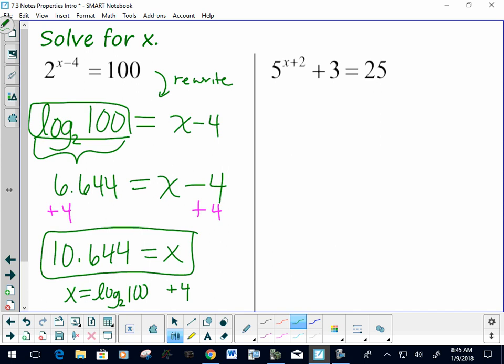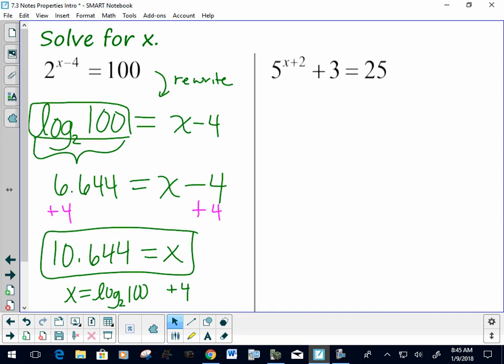The only reason I'm talking about those exact values is that on the ACT they often don't go to decimal approximations. They often leave them in this form with the log. So I just want you to sort of be used to seeing that. But for my purposes, I want you to get that decimal value.